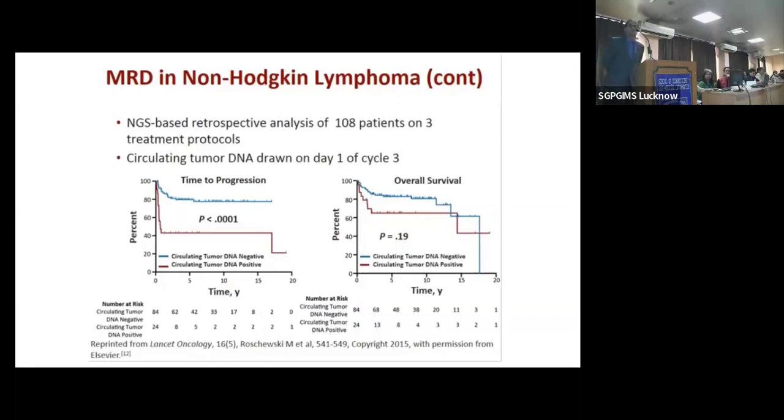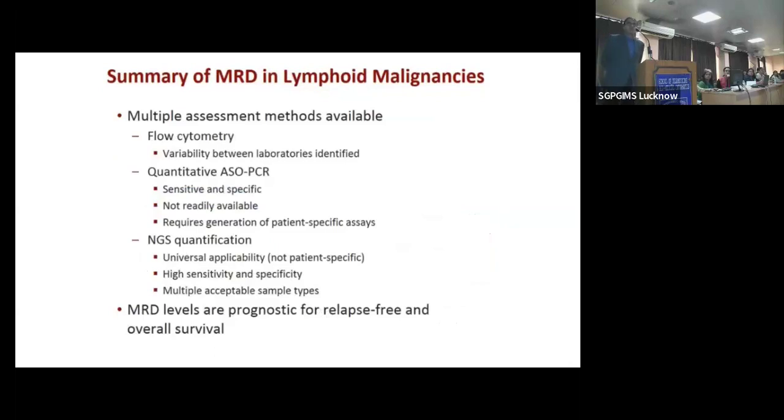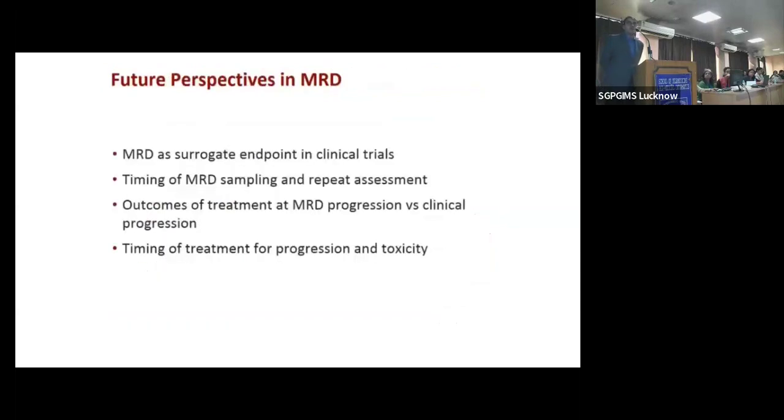in non-Hodgkin's lymphoma. Next. So, summary of MRD in lymphoid malignancies: multiple assessment methods are available, flow cytometry, quantitative ASO-PCR, and NGS quantification. Each of them has its own significance. MRD levels are prognostic for relapse-free and overall survival. Next. And MRD should be a surrogate endpoint in all clinical trials now.